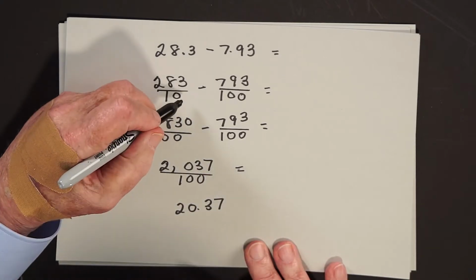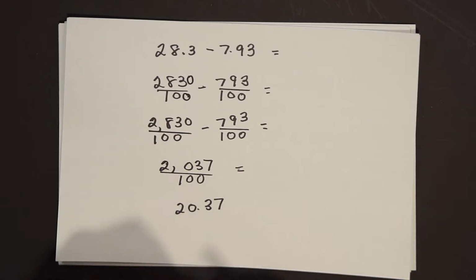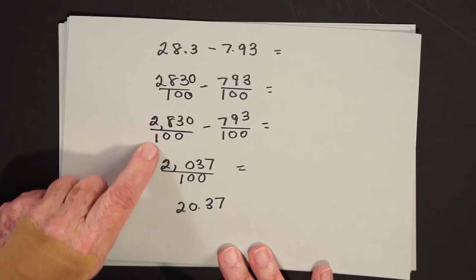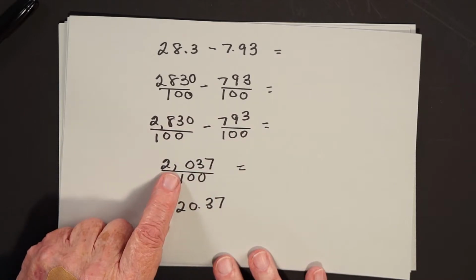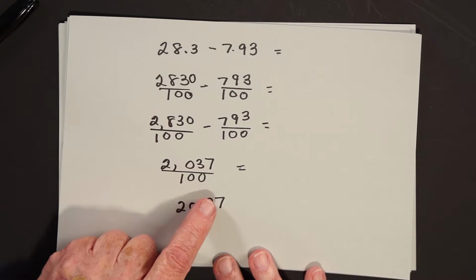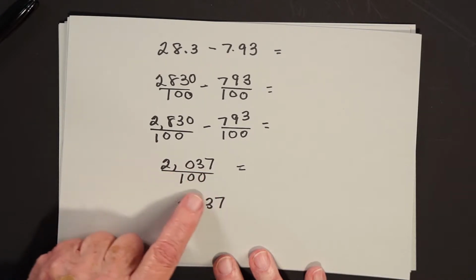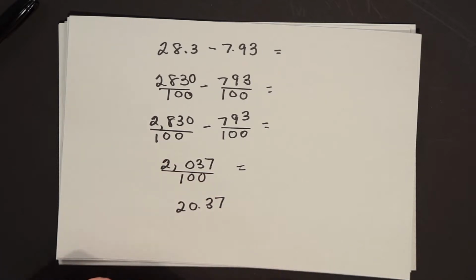Well, I can multiply the bottom number by 10 and the top number by 10. Now I can subtract in the usual way. My numerator becomes 2037. My denominator is 100. What does the denominator tell me? If I want to write this as a decimal, the 2 zeros tell me I have to have two digits to the right of the decimal point.